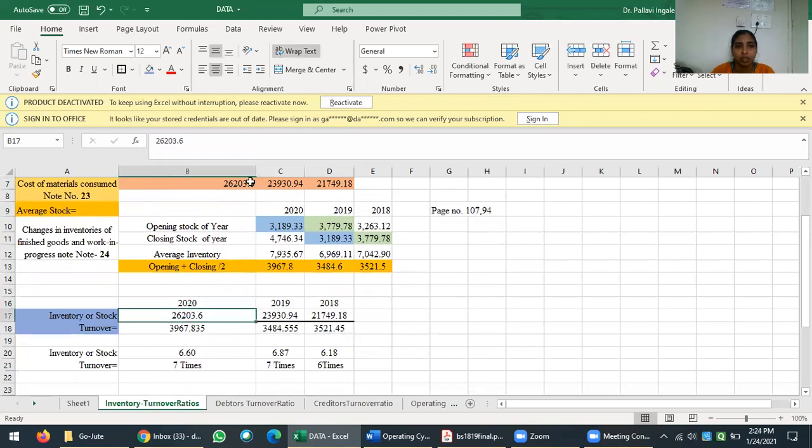See, this number is here: 26203.6, then 23930.94, 21749.18. Correct. And same here, you will see the same numbers here. See, it is given 3,967.8. Same number is here. And same number. So division, you have to make a division.